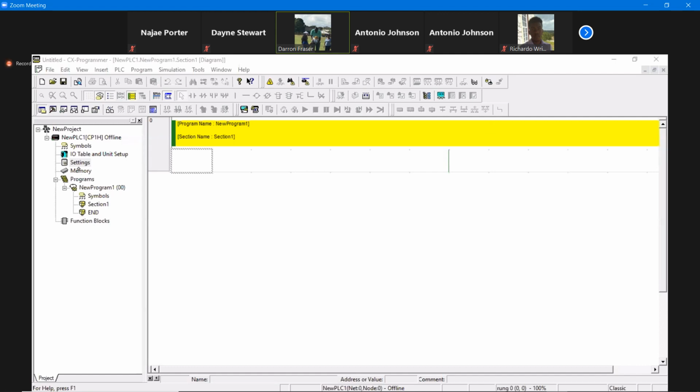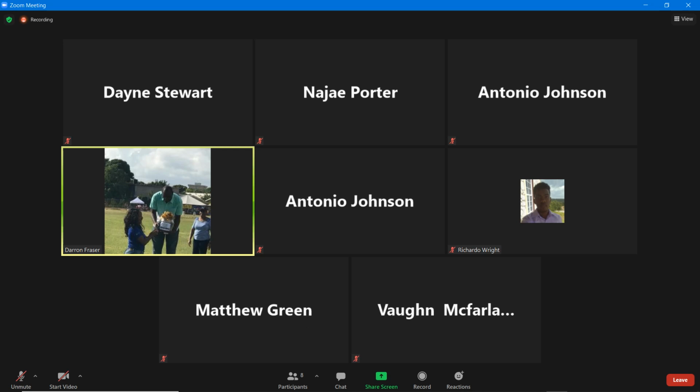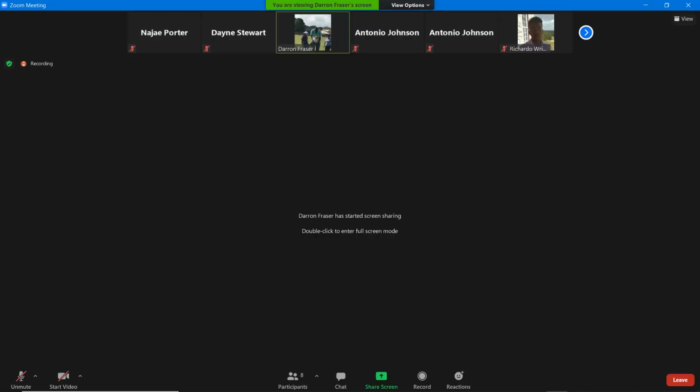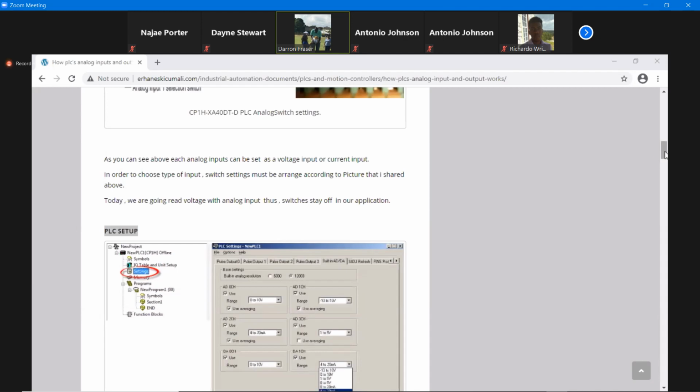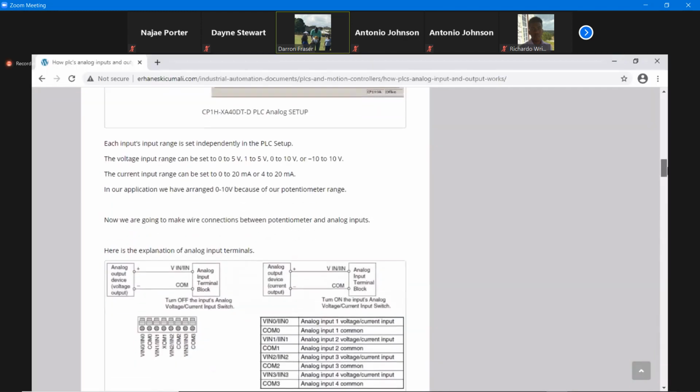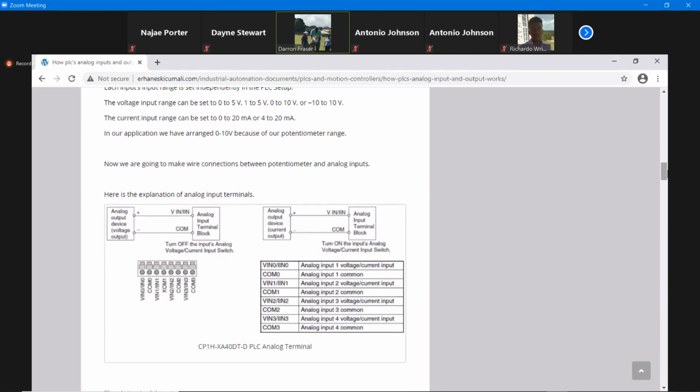So to reiterate, you have to go to settings and decide what is the range that you're going to use for each of the channels, and then determine what you're going to do from there. So let's just go back before we actually write a program. So you have to set up your channel. Okay, so this is what we're talking about.